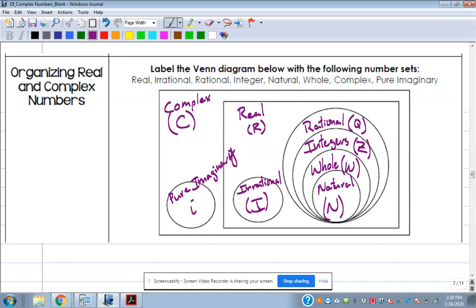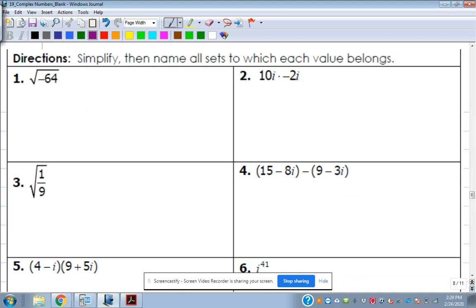But reviewing those things, we just added the complex box and the imaginaries bucket on the outside. Now let's classify some numbers real quick. Square root of negative 64. The directions say simplify, then name all the sets that number belongs to. So we're going to simplify first. What's the square root of negative 64 turn into? Oh, that's got an i on it. So there's the simplified version. Now let's classify it. It's imaginary, and if it's imaginary, it has to be complex. Imaginary and complex.